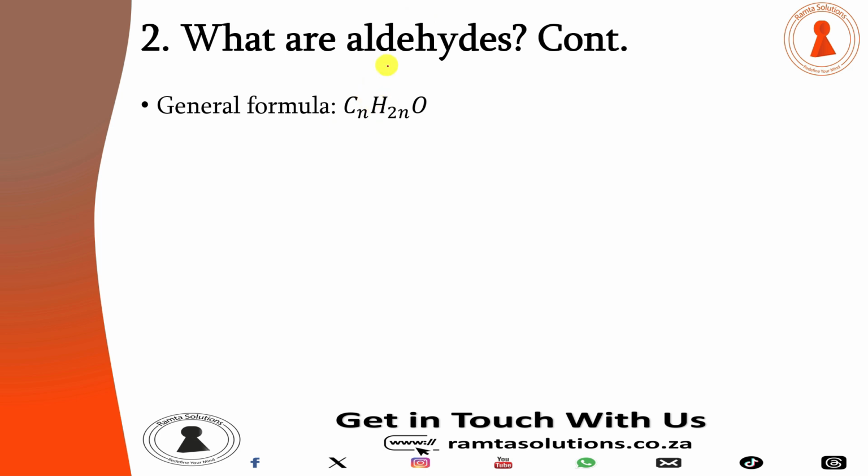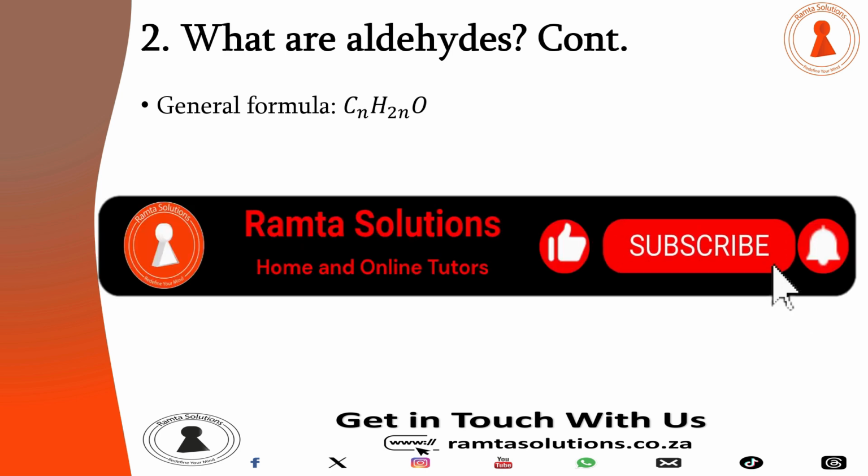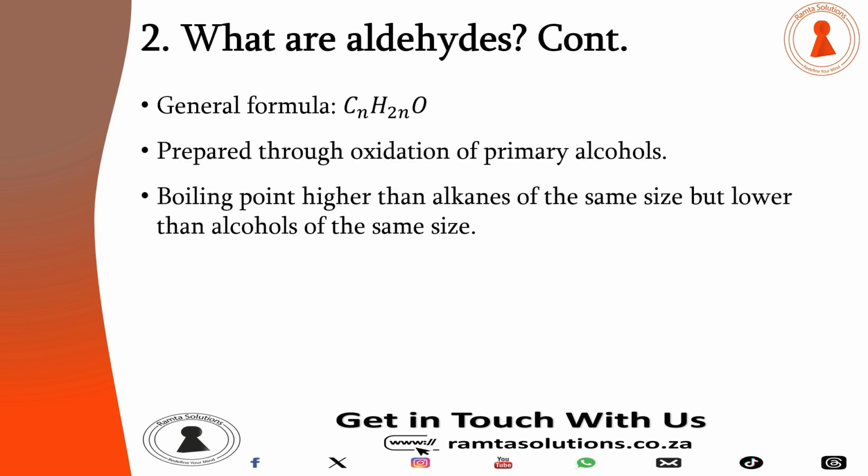Aldehydes are made through the oxidation of primary alcohols. You know what primary alcohols are? We have a video on that, which was the previous video we uploaded. By virtue of having this oxygen, even though they will not have hydrogen bonding, aldehydes have boiling points higher than alkanes of the same size. But because they don't have hydrogen bonding, the boiling points of aldehydes will be lower than alcohols of the same size.